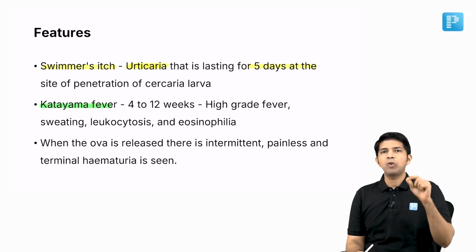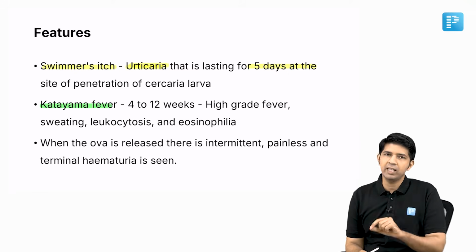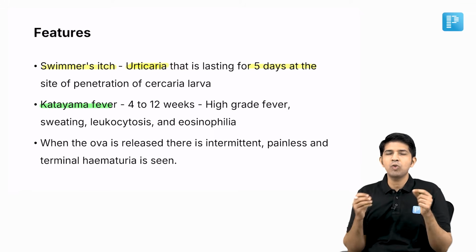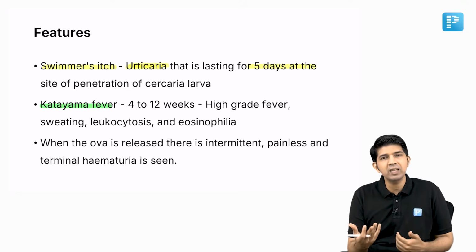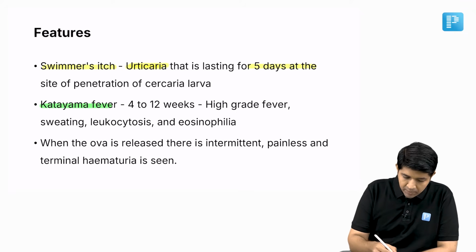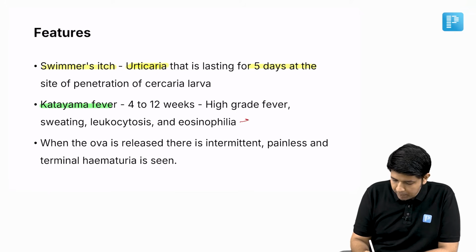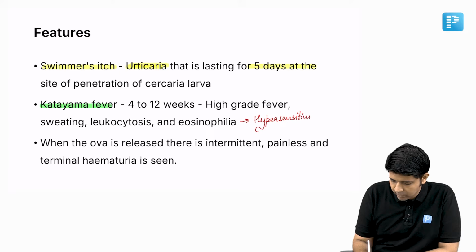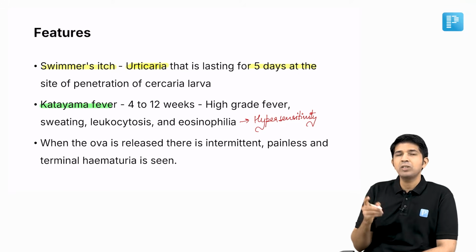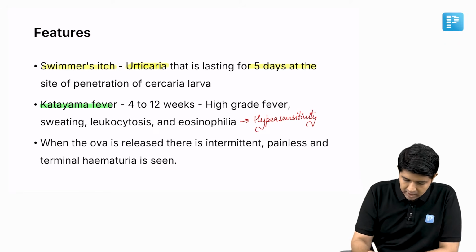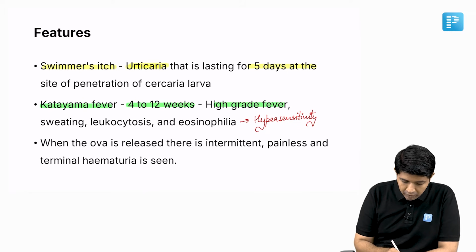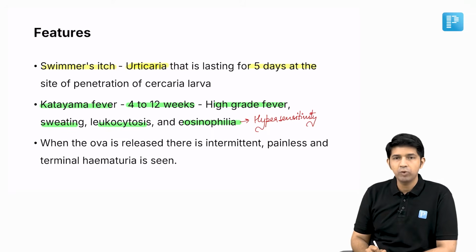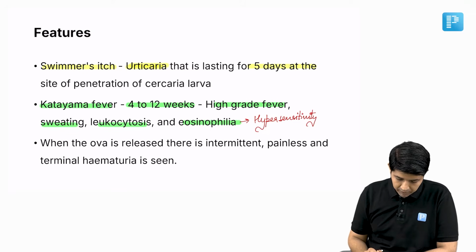So please remember that all these larvae that enter the body have certain antigens in them. Now, if they have antigens, there is always a risk of some sort of immune reaction or hypersensitivity reaction with these particular antigens. So in this scenario, it's usually a hypersensitivity reaction. Okay, and this is not seen immediately. This is seen at a slightly later stage, usually about 4 to 12 weeks later. These patients can have high-grade fever, sweating, leukocytosis, and eosinophilia, and this is what we call Katayama fever.